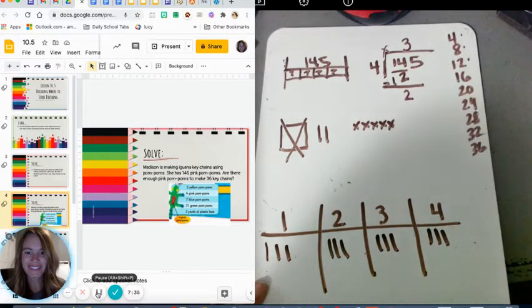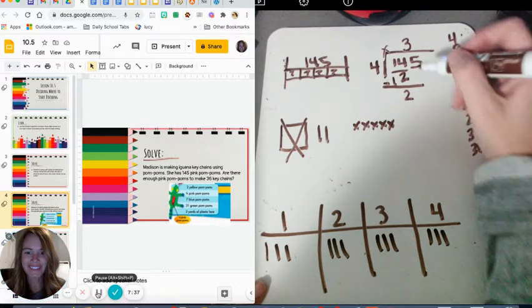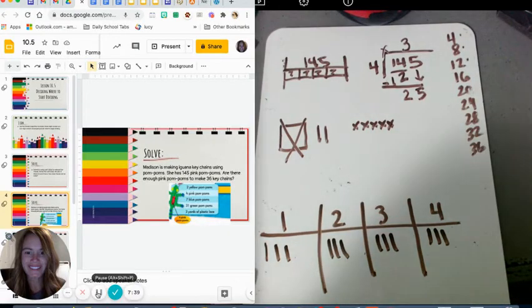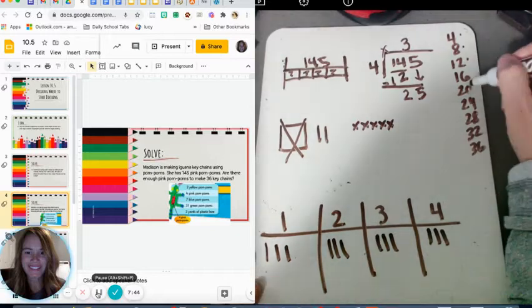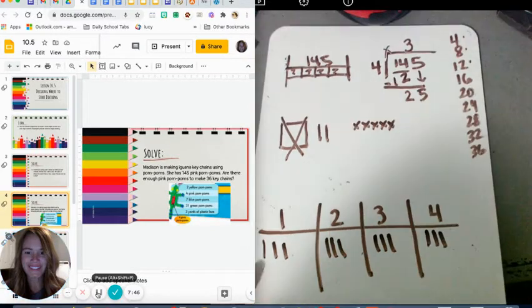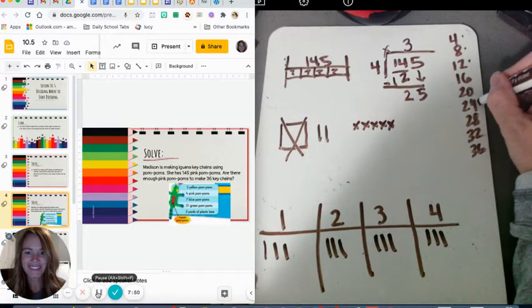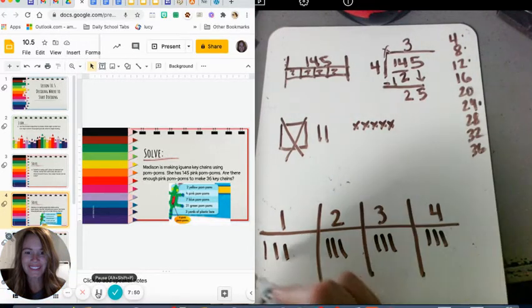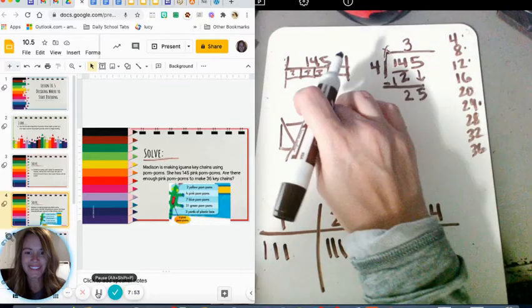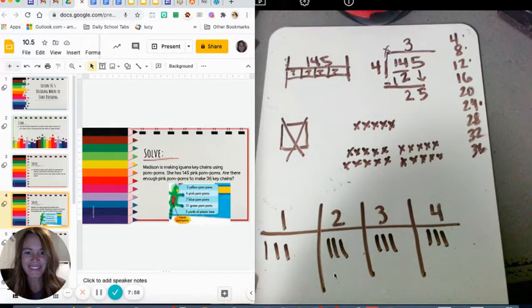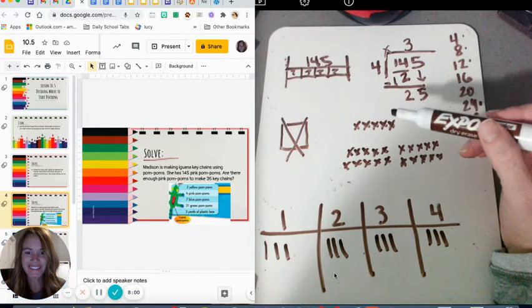Well, 2 tens is the same thing as 20 ones. If I were to put 25 ones into 4 groups equally, I have to think of the one that's closest to 25 without going over, which would be 24. Okay, so I could put 24 over here, so I could trade these out real quick for ones. So now my picture is showing 25 ones.